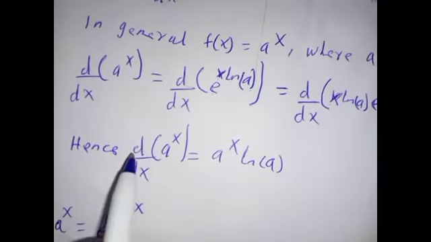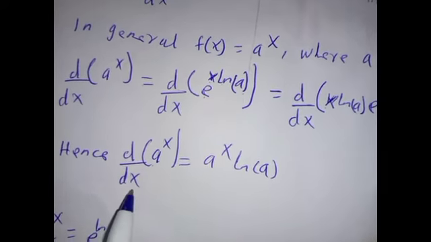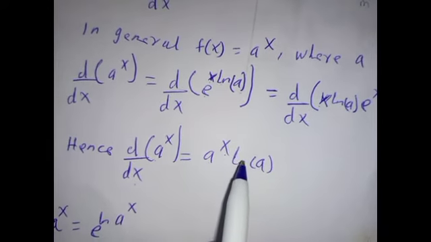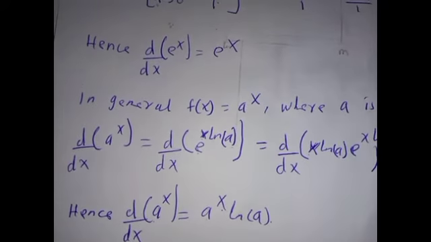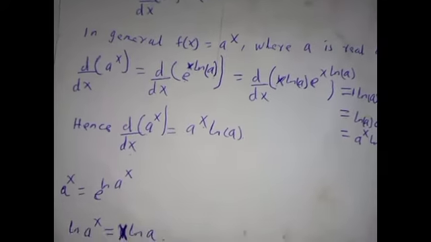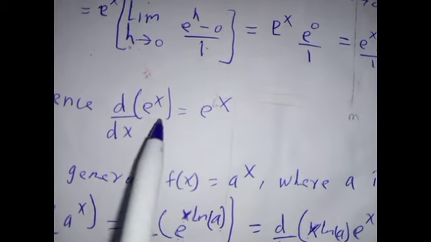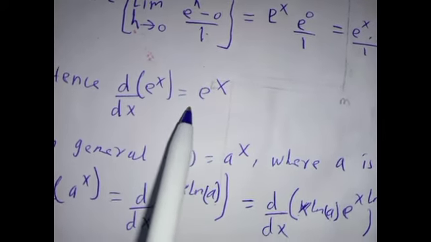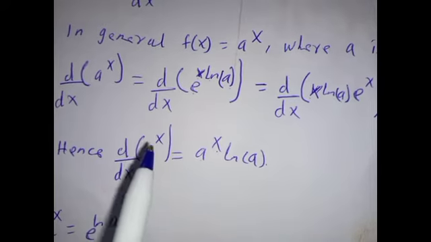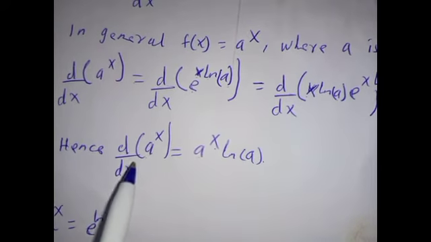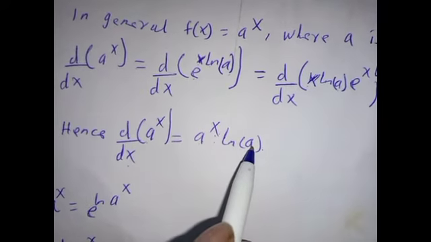So that means that the derivative of any exponential function a power x with respect to x is a power x natural logarithm of a, whereby a is a constant. So that is the derivative of the exponential function generalized. The specific case is only when you have exponential power x, where the derivative is exponential power x. But if you have the general case of a power x, whereby a is a natural number, when you differentiate it, you get a power x multiplied by natural logarithm of a.